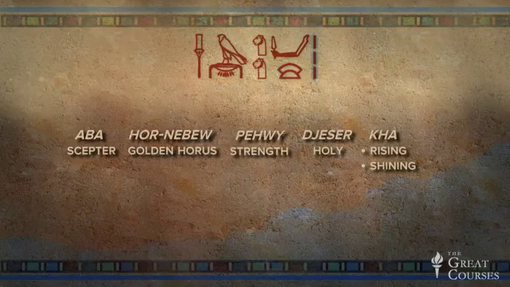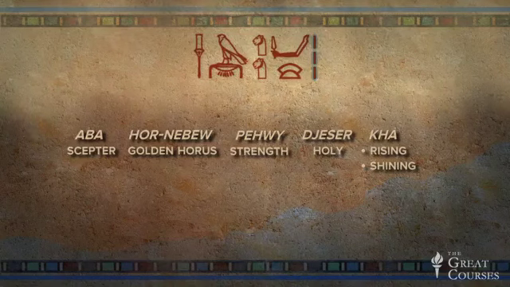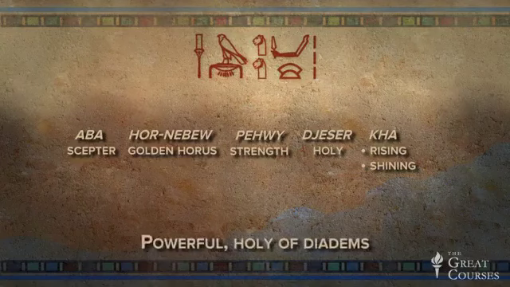There are three plural strokes after it, so it's a noun. Perhaps risings or appearances? It's not clear. The great translator, Sir Alan Gardiner, suggested something like powerful, holy of diadems, something like that. It's a difficult one.